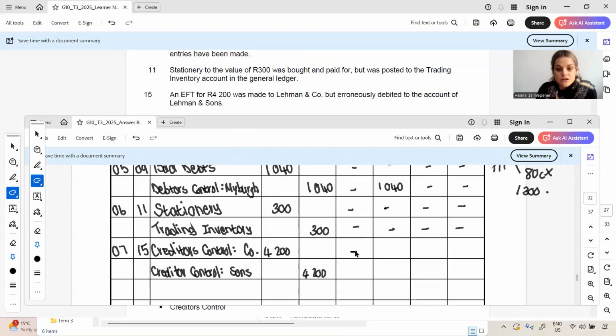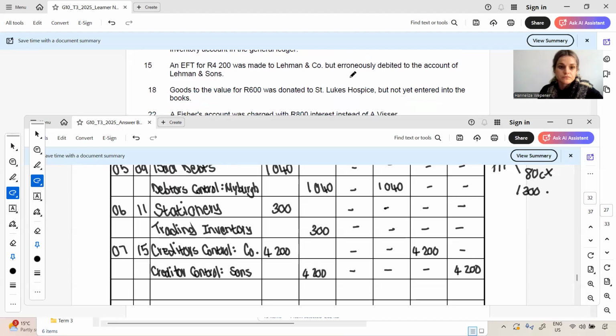money. So it's not debtors, therefore I will ignore the debtors control. However, it is creditors. So I need to show that for Co, I am debiting because I don't owe them anymore. But for Sons, I'm adding that 4,200 back because I actually do owe them. Okay, I think we're almost done.